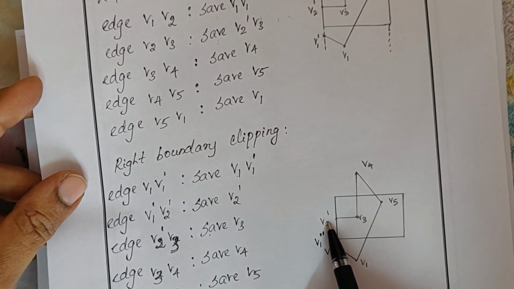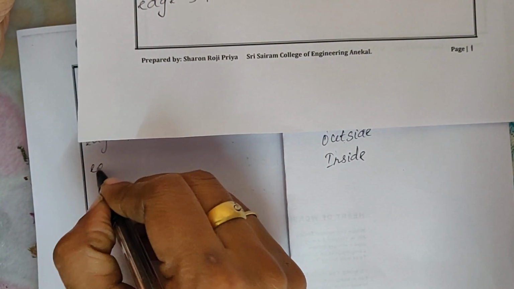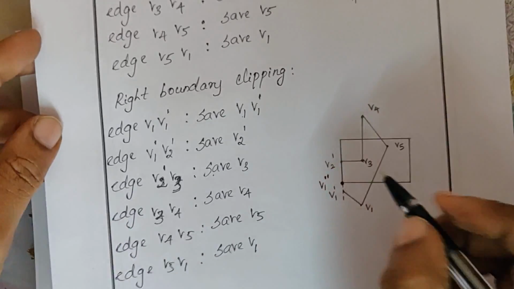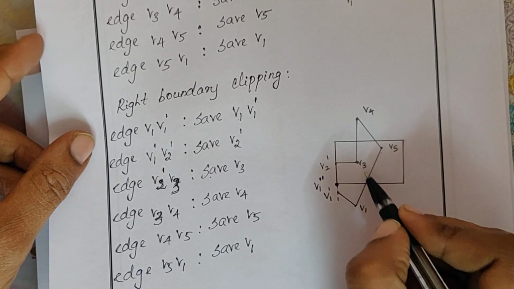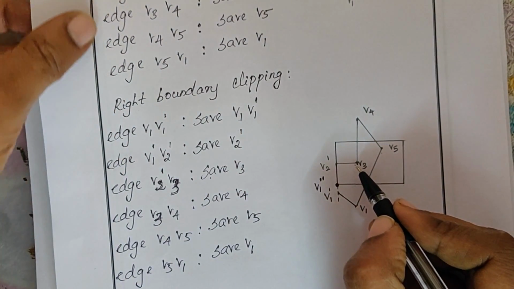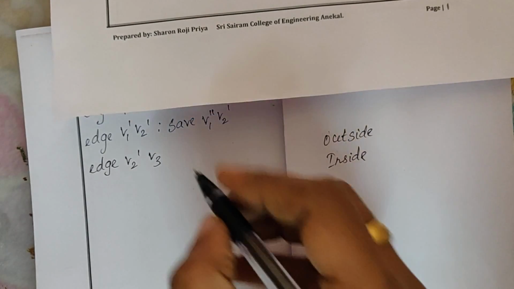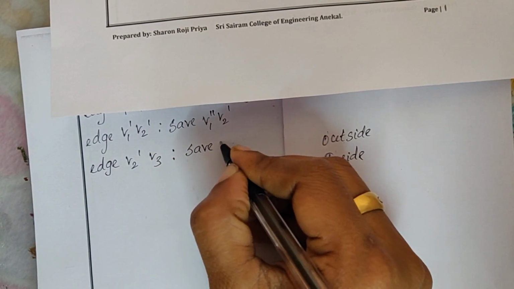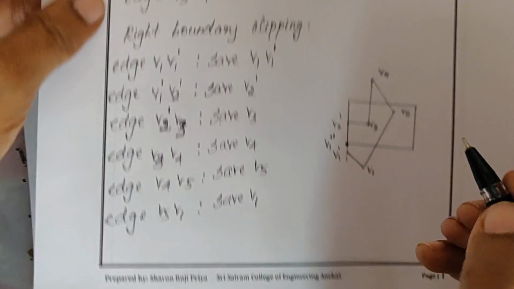Now the next edge is V2 dash, V3. Both these vertices are inside my bottom boundary, right? So I have to save the end vertex, that is, save V3.